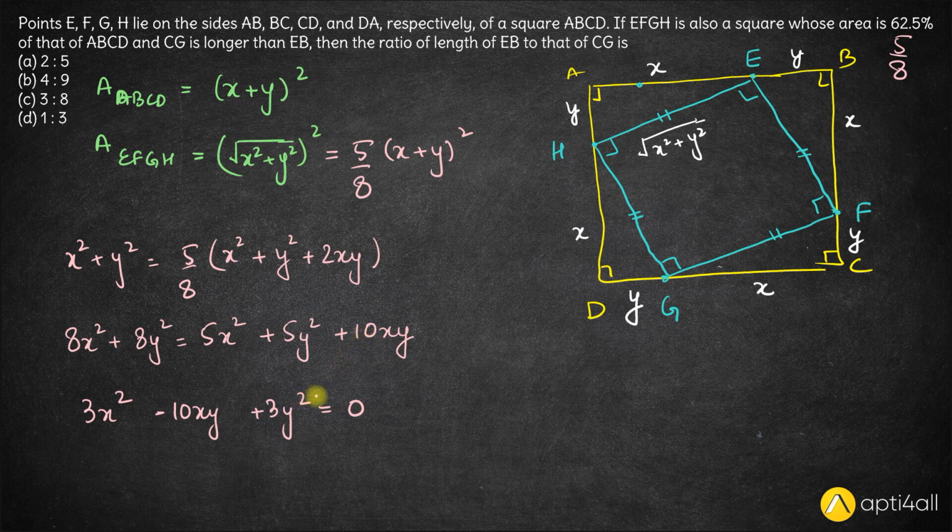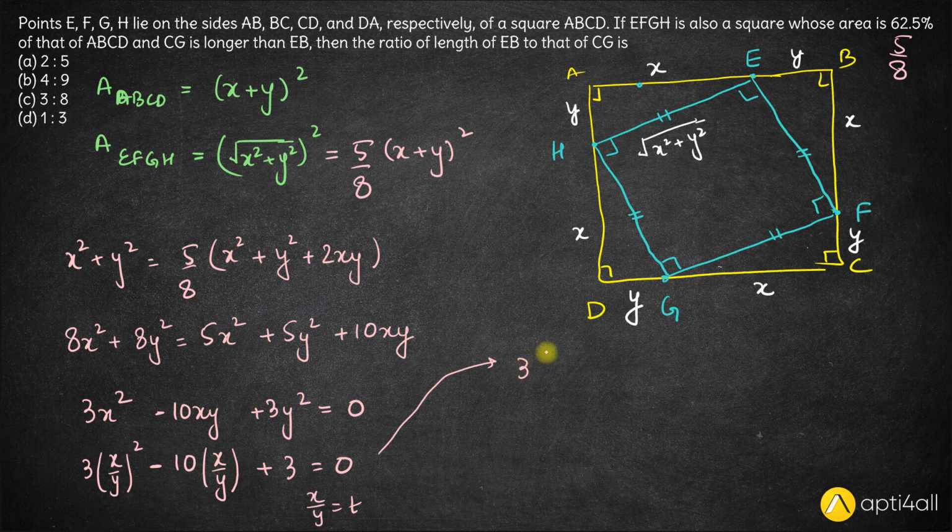Okay. Now dividing the whole equation by Y square. So this becomes 3 times X upon Y whole square, minus 10 into XY upon Y square. So one Y will get cancelled out and we will get X upon Y, plus 3 is equal to 0. Okay. Now considering X upon Y as, let's say, t. Considering X upon Y is equal to t, this quadratic effectively becomes 3t square minus 10t plus 3 is equal to 0.